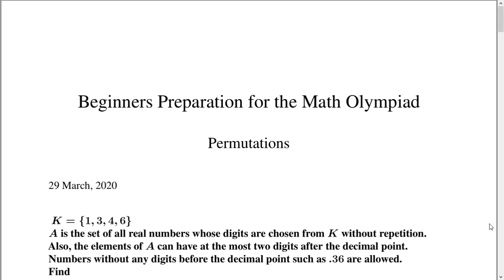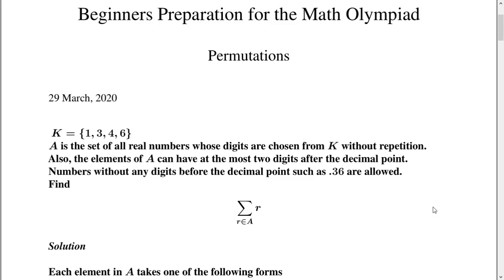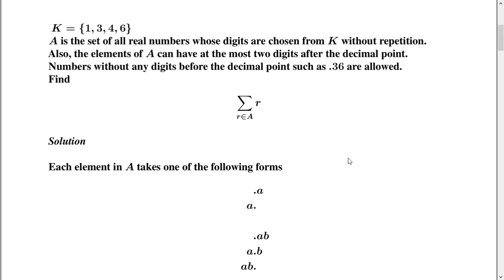The set K has the elements 1, 3, 4 and 6. A is the set of all real numbers whose digits are chosen from K without repetition. Also, the elements of A can have at most 2 digits after the decimal point. Numbers without digits before the decimal point, such as 0.36, are also allowed. Find the sum of all the elements of A.